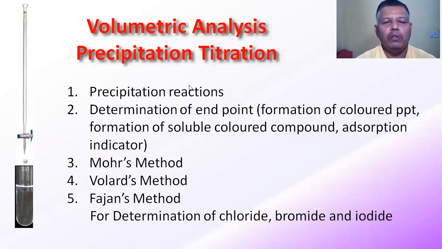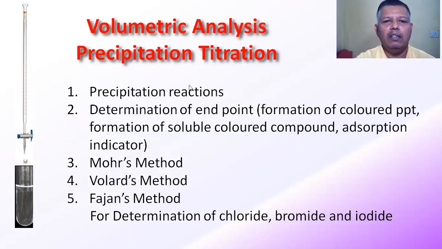In this video, we observe volumetric analysis. It is a quantitative analysis in which the precipitation titration, the precipitation titration, is a titration where a precipitate is formed, and after completion of the precipitation, we get a change in color. That is the end point of the titration.